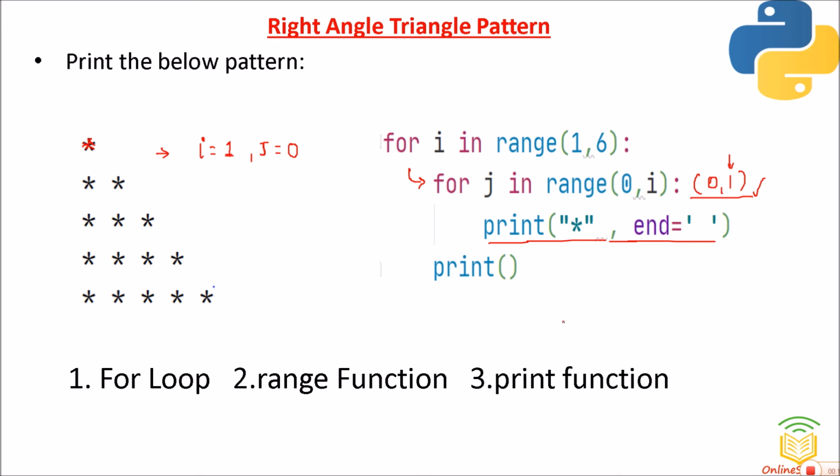Okay, and then your outer print statement. So print will give you the new line. The print will give you the new line, and this is nothing but it will end your output with a space, right? With a space.